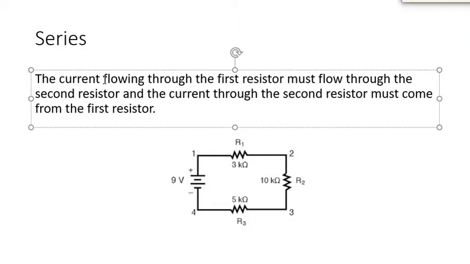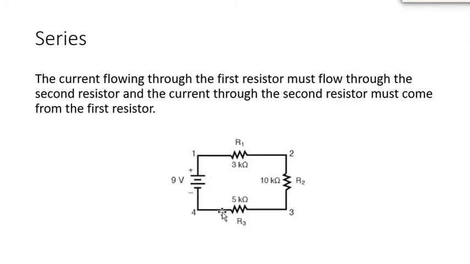The current flowing through the first resistor must flow through the second resistor, and the current through the second resistor must come from the first resistor. I like that much more. The current flowing through the first resistor must flow through the second resistor, and the current flowing through the second resistor must come from the first resistor. That's what it means to be in series.